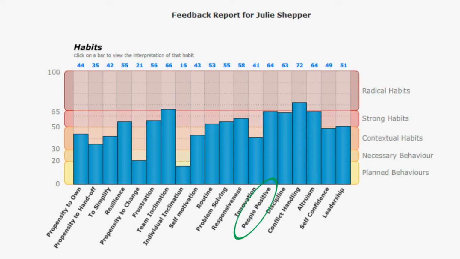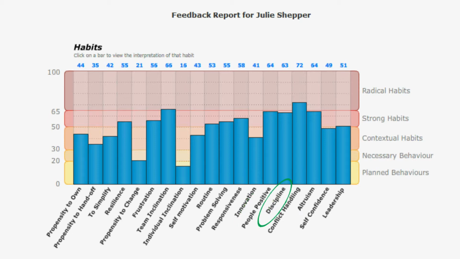People positive maps the way an individual works and relates with other people. Some people have habits of building positive or negative relationships. Julie has a strong habit of building positive working and social relationships, and she will find it easy to create positive relationships with those around her.